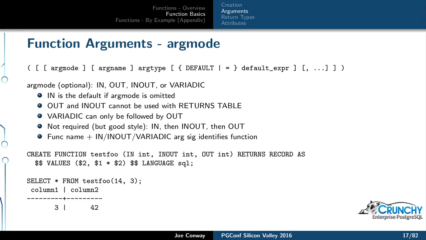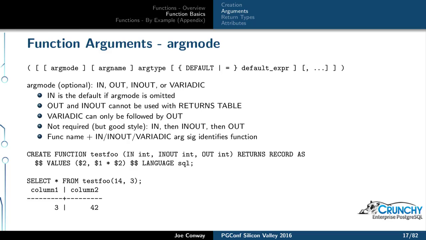Okay, so now we're going to talk about the function argument syntax. This is the whole bit of that first syntax for just the arguments. Specifically, we're talking about the argument mode. The argument mode is optional. You don't have to specify it, but if you do, you specify that an argument is in, out, in out, or variadic. Basically, in is the default if it's not supplied. If you have out or in out, you cannot use that in conjunction with returns table, which is part of the returns clause that we'll talk about in a few minutes.